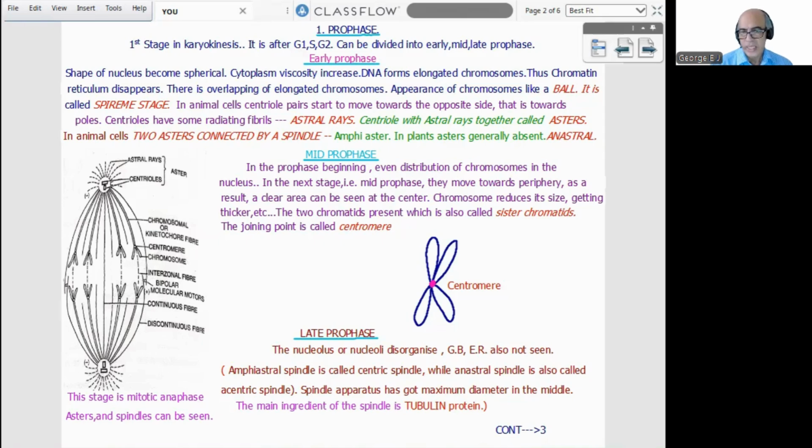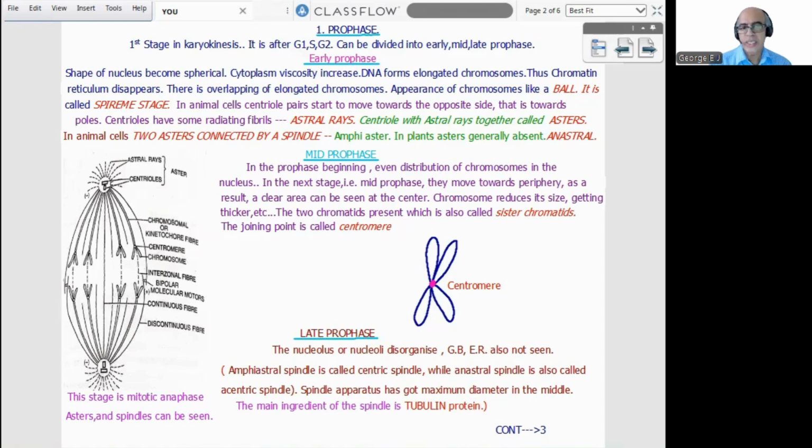In an animal cell you can find two asters, and they are connected by a spindle. Since two asters are there, it is called an amphiaster. In plants, asters are generally absent. Aster means a star; that is how the term came. On the animal side it is an amphiaster, on the plant side it is anastral. Now we can proceed to mid-prophase. At the prophase beginning, there is even distribution of chromosomes in the nucleus. As the stage proceeds and we reach mid-prophase, they move towards the periphery.